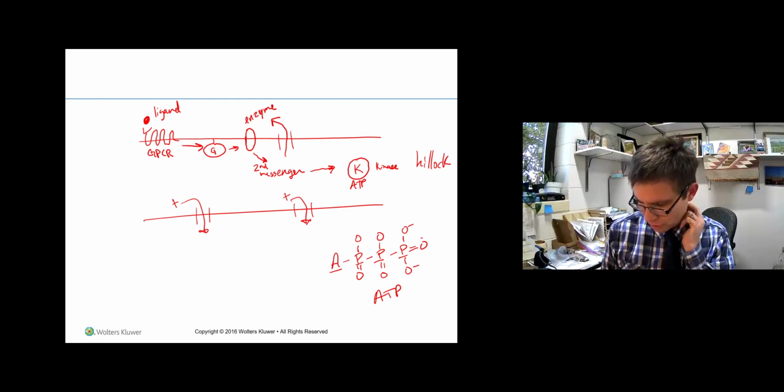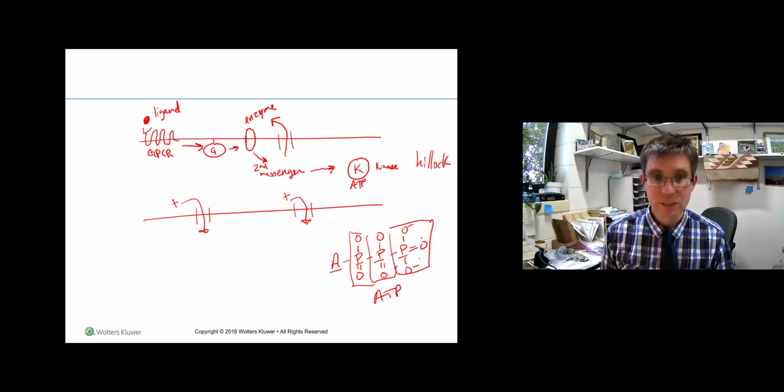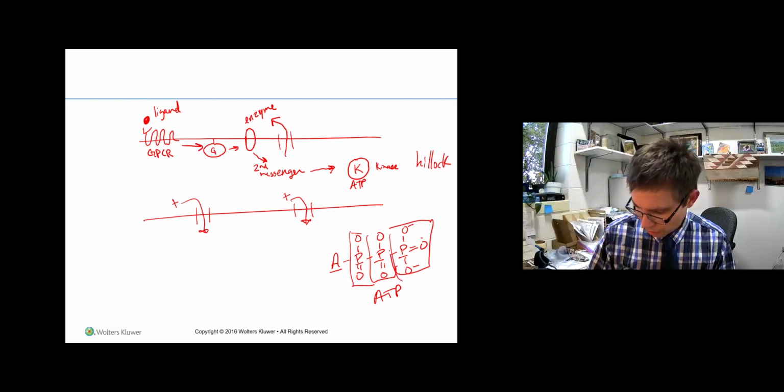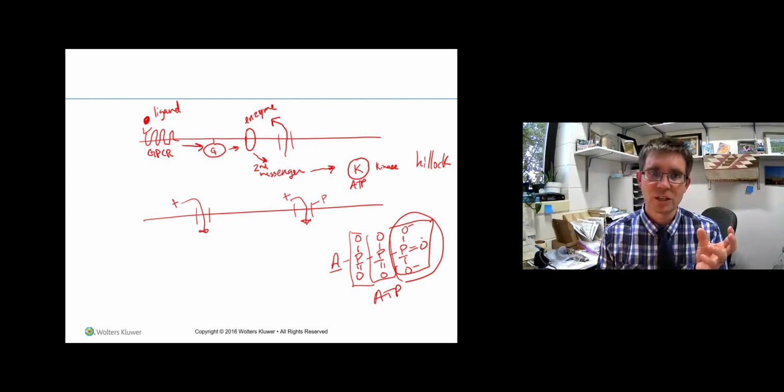The oxygens are on the phosphates. And this thing right here is called a phosphate. And this would be another phosphate, and this would be another phosphate. So it's adenosine triphosphate because it has 3 of them. What a kinase does is it pulls off one of these phosphates and adds it to something else, like a channel. It can actually covalently attach that phosphate.